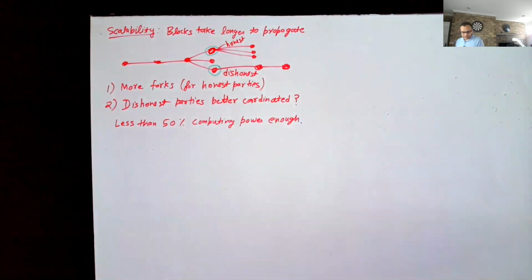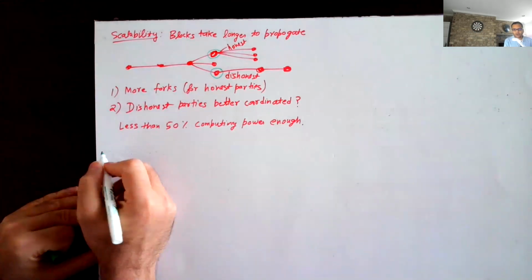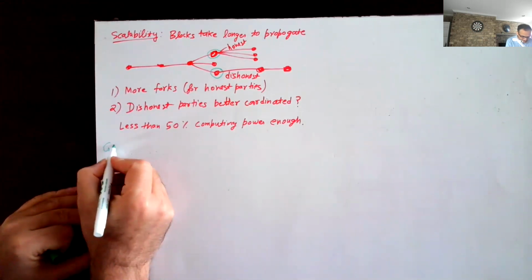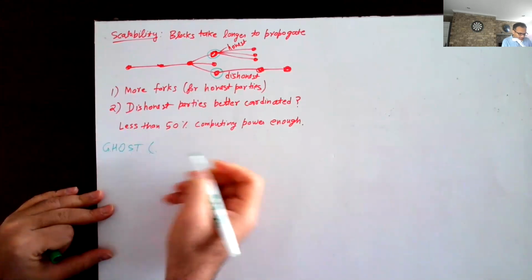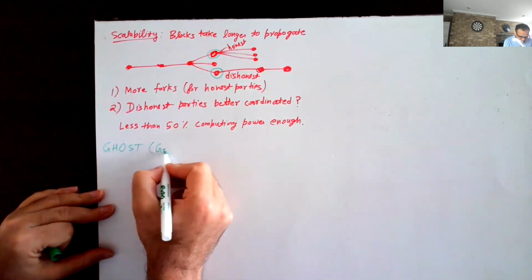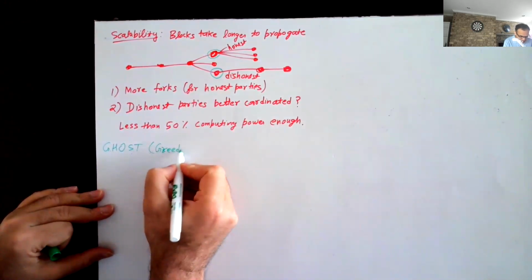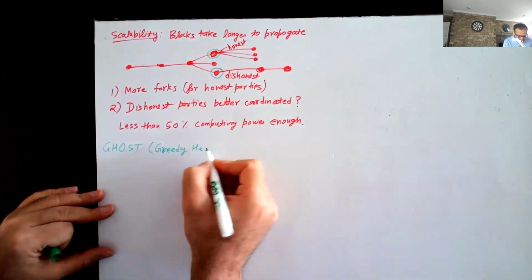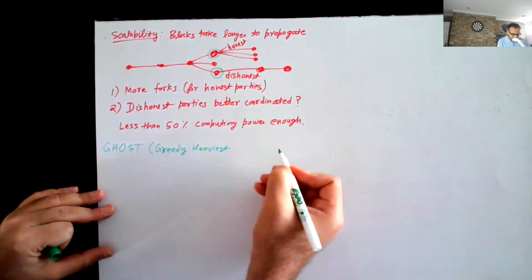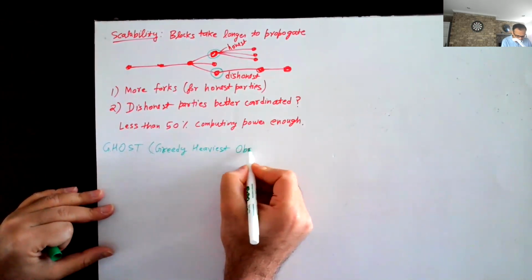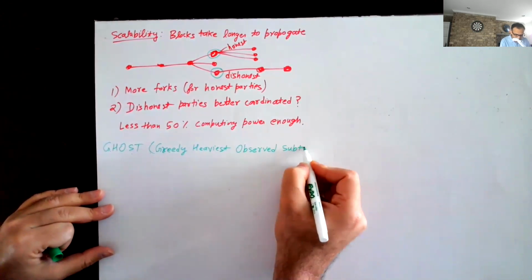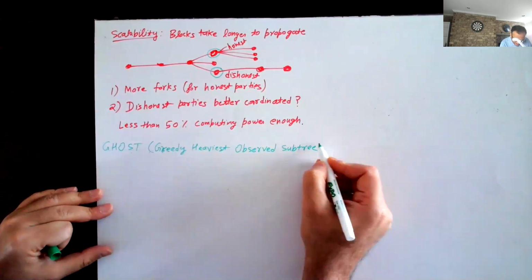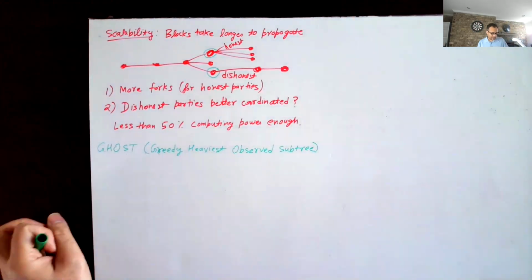So there's a proposal to overcome this. This is known as Ghost. And this stands for greedy, heaviest, observed subtree. And we will see what it means.